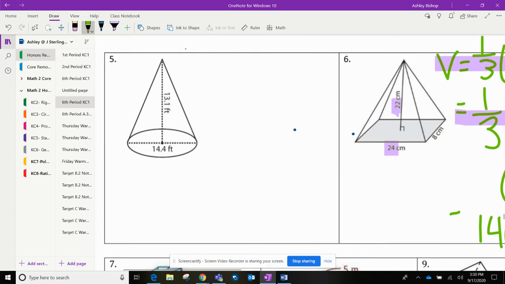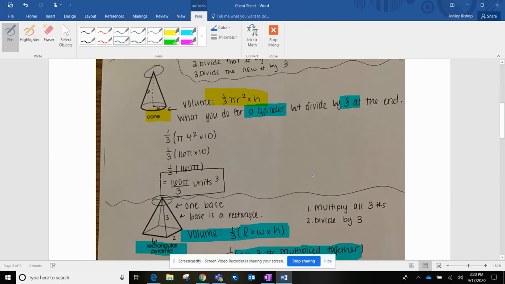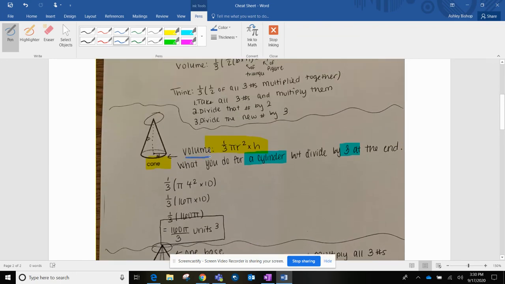I have a problem here. This is a cone if I go and match it up. So I'm going to go find cone on my sheet. A cone is equal to volume is equal to 1/3 pi r squared times h. Remember, I told you that it's 1/3 of a cylinder. So we're going to do the same thing we would do for a cylinder, but divided by 3 at the end.